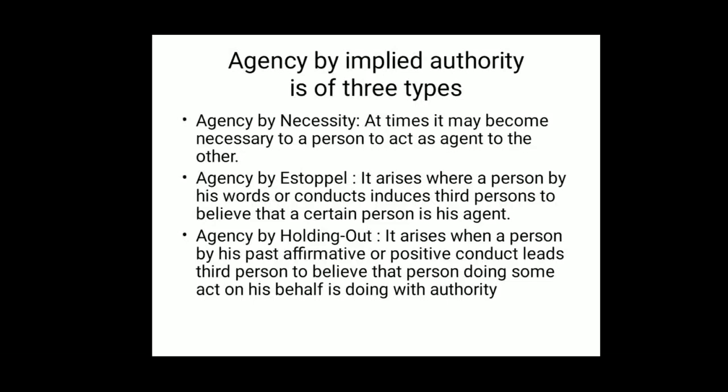Okay, so every time this same thing happens, the shopkeeper will always assume that on behalf of the owner, the servant comes and buys the items and the owner will do the payment. So this is agency by estoppel. Here, whoever was the owner, by his conduct the shopkeeper believed that the servant is his agent.